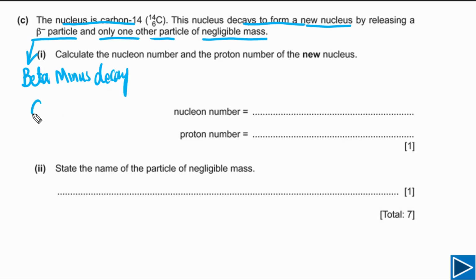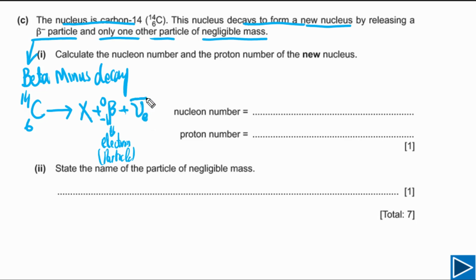Now for beta minus decay, we need to write down the nuclear reaction. In this case, we have carbon-14. This decays to another nucleus, let's say the new nucleus is X, by emitting a beta negative particle. Now we need to understand that this is an electron, and since the electron is a particle, the other one has to be an anti-neutrino, an electron anti-neutrino, with atomic number and mass number equal to 0.